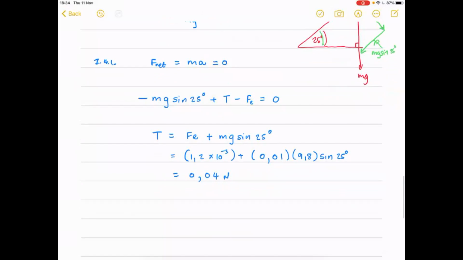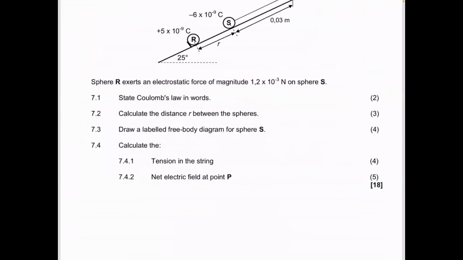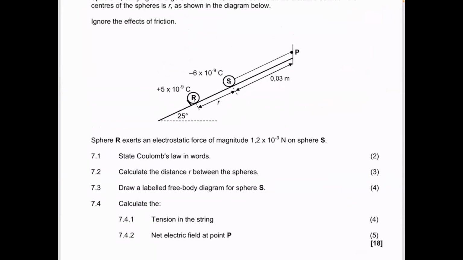Okay, so that's finding the tension. The next question is asking us to find the net electric field at point P. We've done this previously, so maybe I'll just briefly go through it again. It carries 5 marks because, remember, to find the net electric field at P, you have to find the field at P due to S, then the field at P due to R, and then find the resultant field.